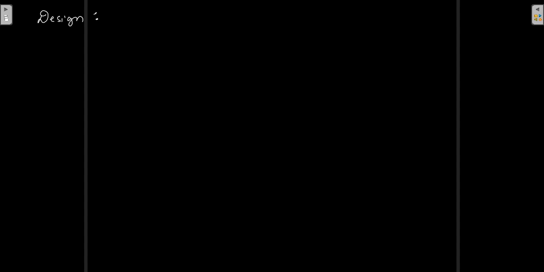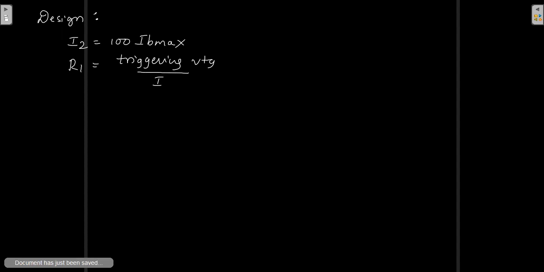So you have I2 is 100 times IB max, very common expression. And then R1 is equal to the triggering voltage divided by I2, and R2 will be simply the modulus of the output voltage divided by I2. This is as simple as this. Simple design.